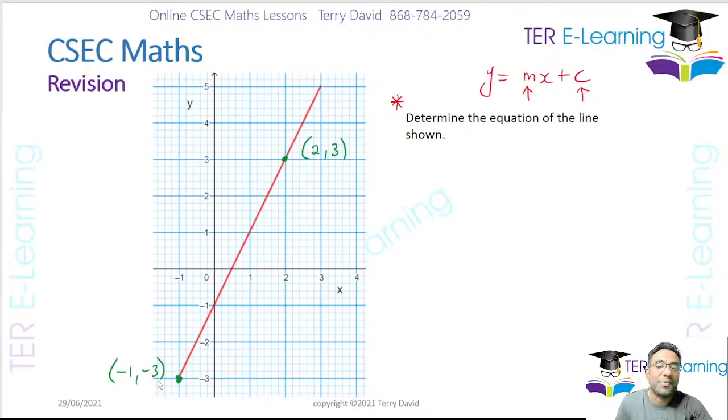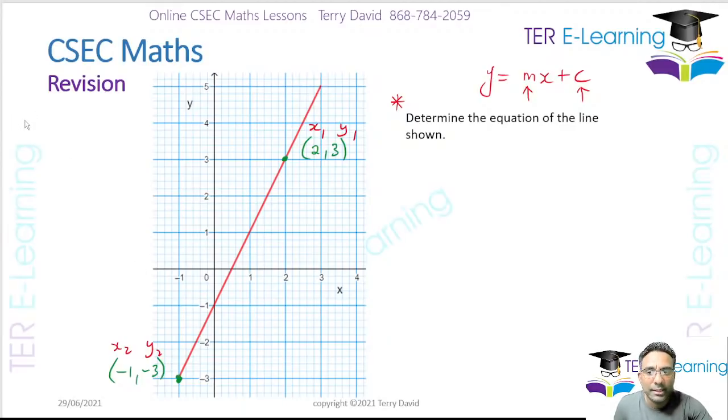Now guys, to find gradient, you can use any 2 points on the line. It is totally up to you. CSEC is not going to give you the points. You have to go to the line and read off 2 points on the line, right? Now, the next thing that students don't realize they need to do: once you select those 2 points, your next step is to label them. So I'm going to label this as x1, y1. I'm going to label this one as x2, y2.